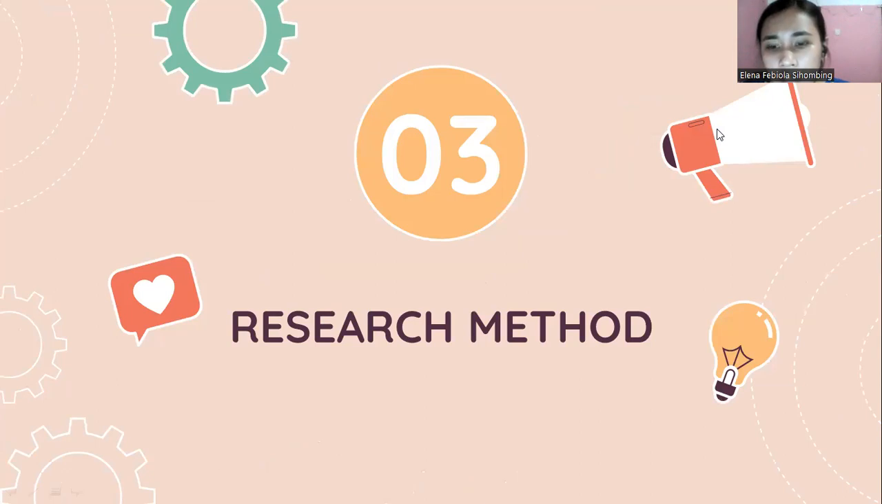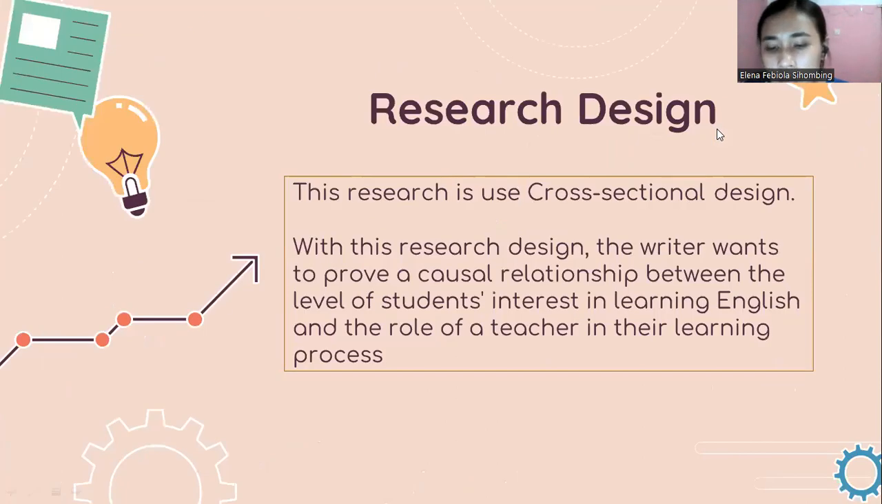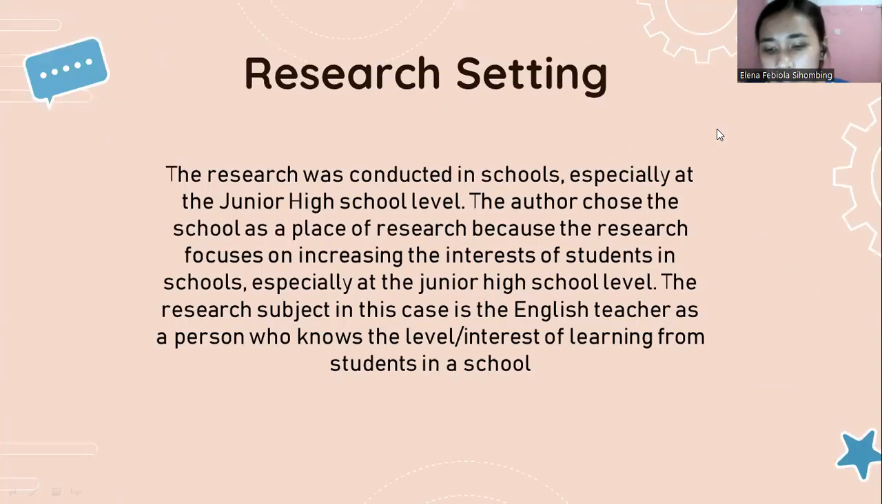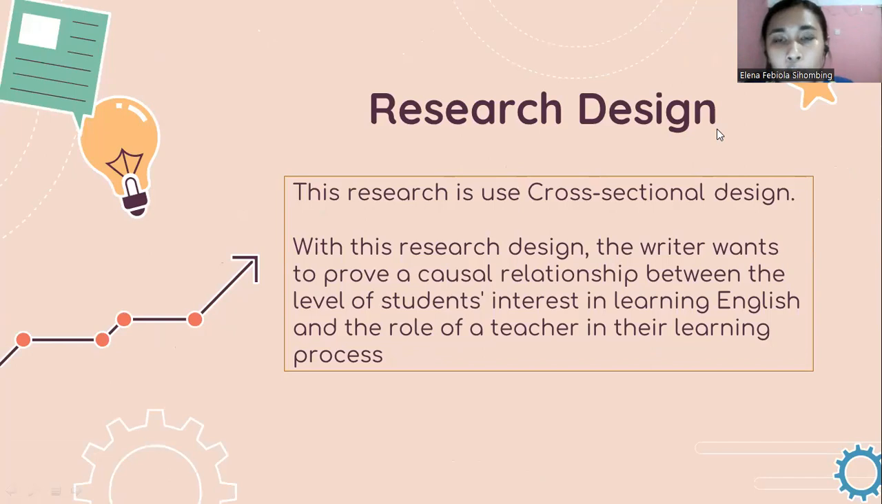So in this third chapter, I will compile the research design in my research, how I collect the data, and the others. The first is about the research design. So I used a cross-sectional design. With this research design, the reader or I want to provide a causal relationship between the level of students' interest in learning English and the role of a teacher in their learning process.